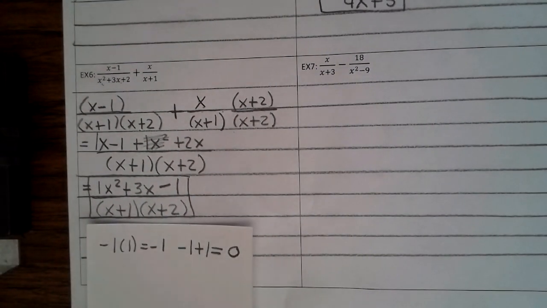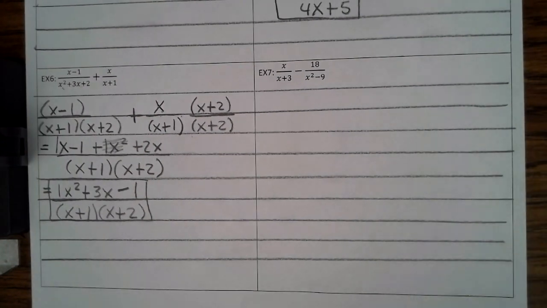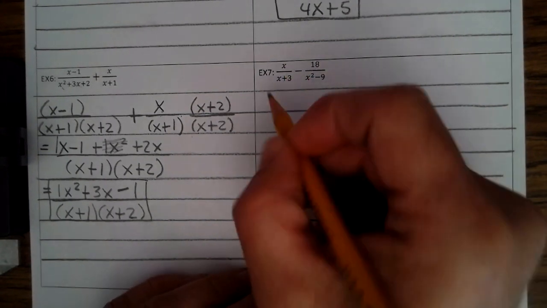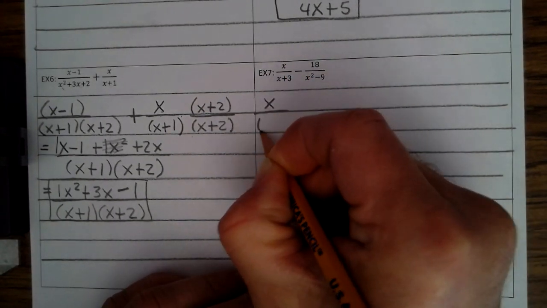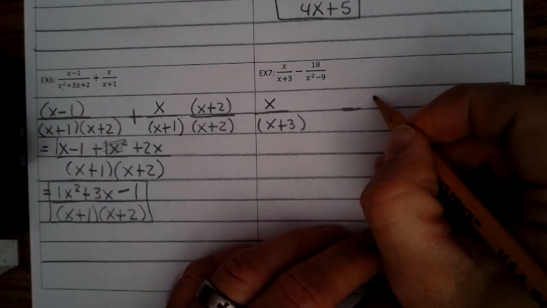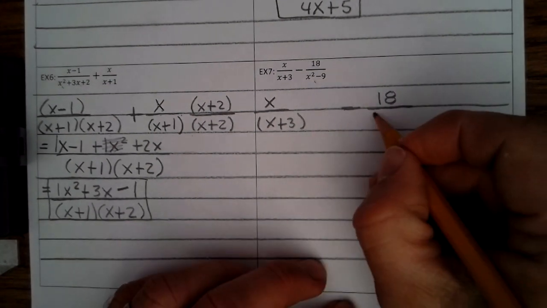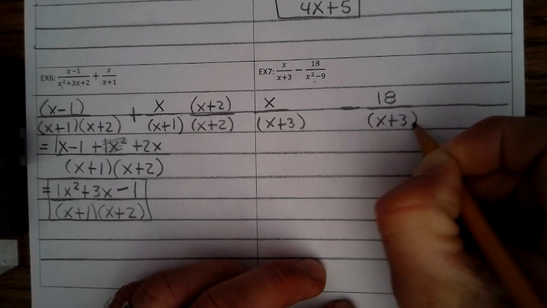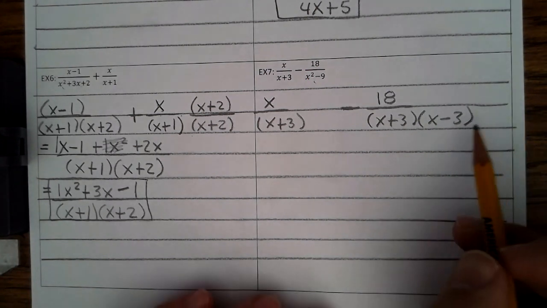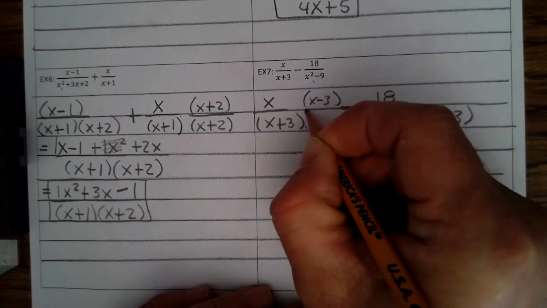Okay, so finish up example 6. All right, let's take a look at example 7. Okay, so here we factor the denominators. There's nothing we can do on this one, so we just have x times x plus 3 minus 18. Here, this is easy to factor because it's the difference of squares, so it's x plus 3, x minus 3. Now, this denominator has x minus 3. This one needs it, so we're going to multiply it by x minus 3 divided by x minus 3.